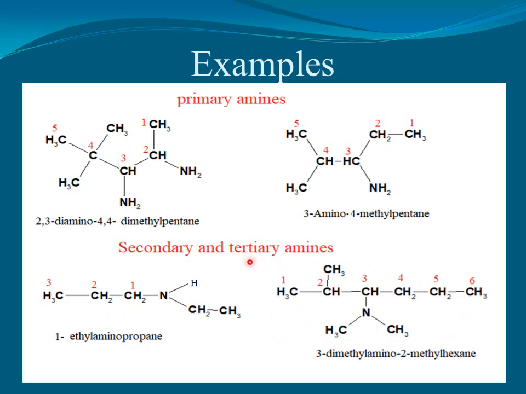Look at this example, which is of tertiary amine. Why? Because this nitrogen is directly attached to 3 carbon atoms. The name is 3-dimethyl amino 2-methyl hexane, because this amino is present on carbon number 3 of the longest chain, and on carbon number 2 you can see a methyl group. That is why the name is 3-dimethyl amino 2-methyl hexane.